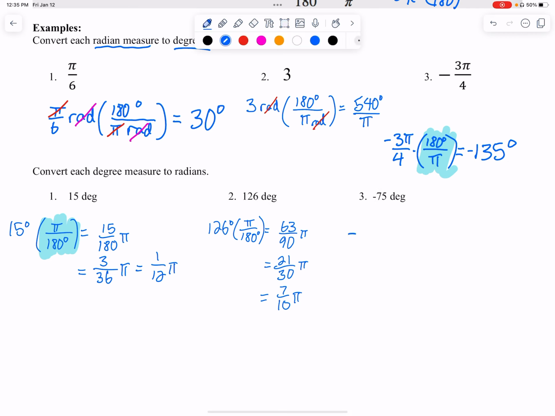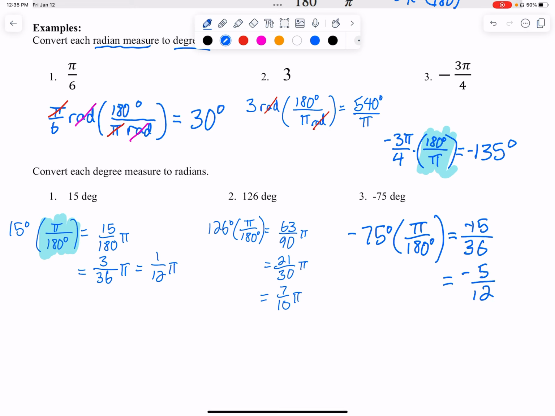All right, one last one, negative 75 degrees. I multiply by pi over 180. The degrees are going to cancel. And then I'm going to divide, I think, by 5. 75 divided by 5 is 15. Stays negative. 180 divided by 5 is 36. Those are divisible by 3, so I got negative 5 over 12. And it's in radians, so I could put rad if I want for that. But most of the time for radians, we just leave it blank.